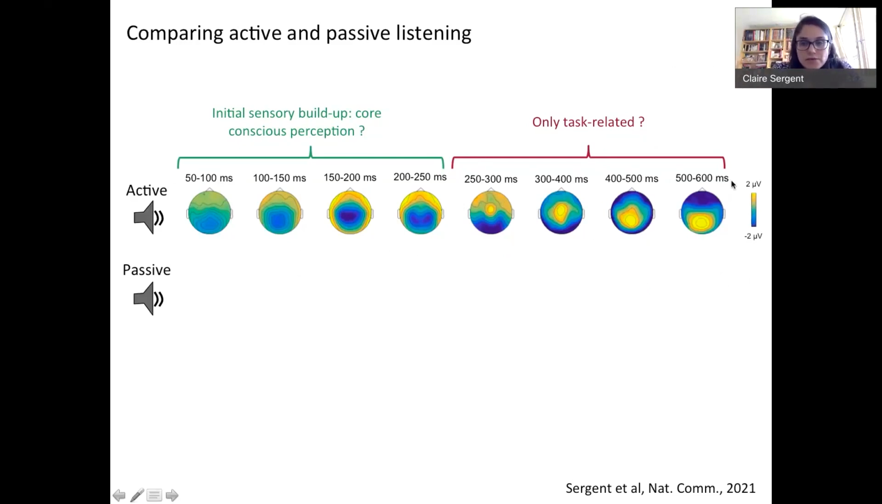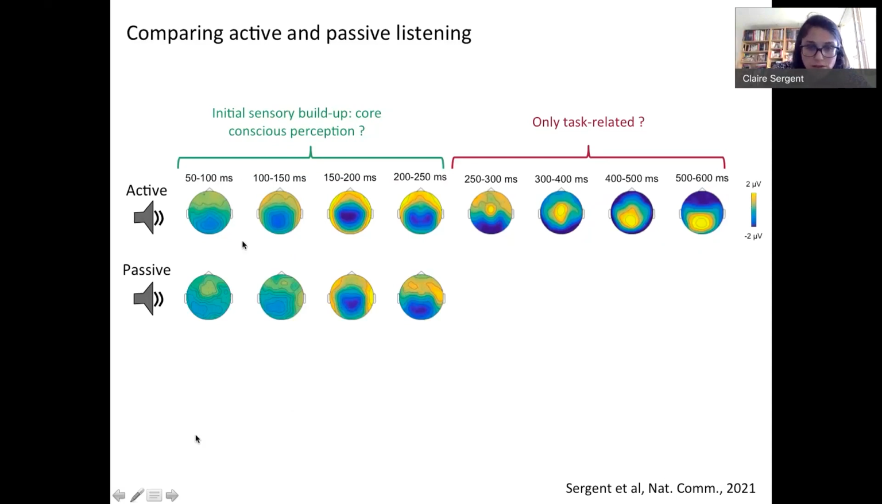If they are only task-related, well, then they should disappear when people listen passively to the stimulus. If they correspond to conscious access in general, they should remain even when you become spontaneously aware of the stimulus in this experiment. Because indeed, in this experiment, there are some stimuli that are well above threshold and that you should become aware of anyway, even if you're not paying attention to them, even if you're not making a task on these stimuli. So what do we actually observe?